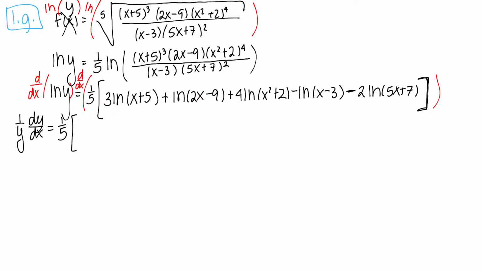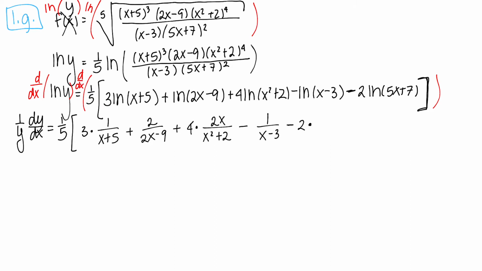Right. So we have 3 times, and then for all the ln's, it's the derivative of the inside over the inside. The derivative of x plus 5 is 1 over x plus 5. The derivative of 2x minus 9 is 2 over 2x minus 9. Plus 4 times the derivative of x squared plus 2, which is 2x, all over x squared plus 2. Minus the derivative of x minus 3 is 1 over x minus 3. Minus 2 times the derivative of 5x plus 7 is 5 over 5x plus 7.